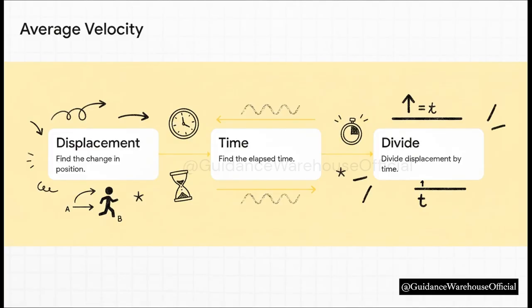So how do we actually calculate this? To find average velocity, you need 3 pieces of information. Step 1, find your change in position, which is officially called displacement. Step 2, find your elapsed time, that delta t we just talked about. And step 3, simply divide that displacement by the time, delta x over delta t.